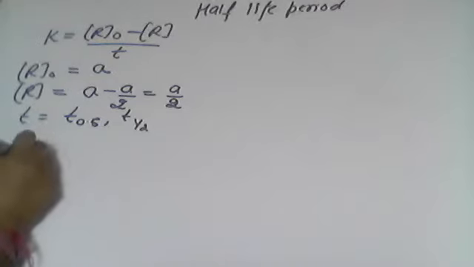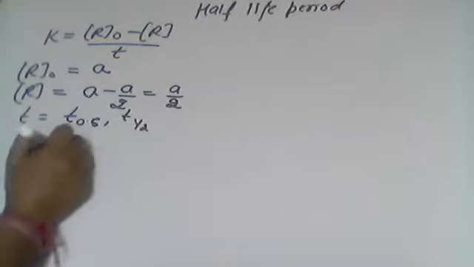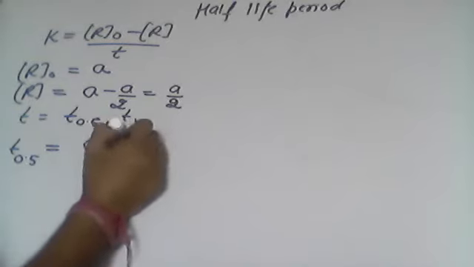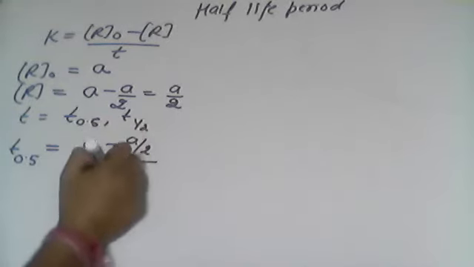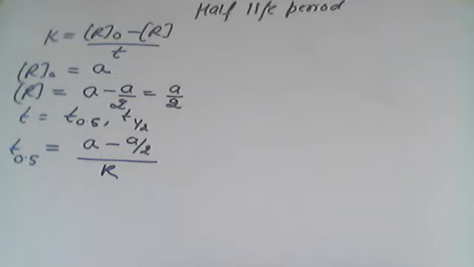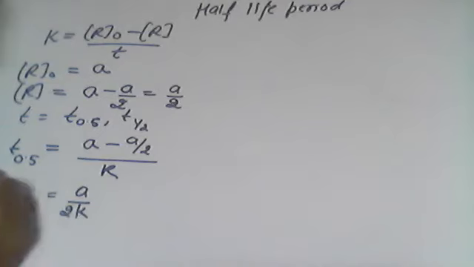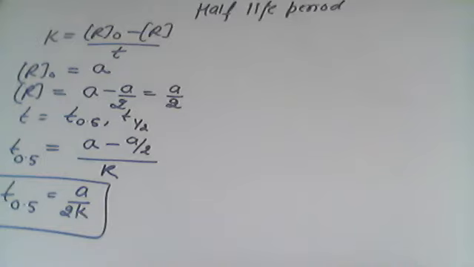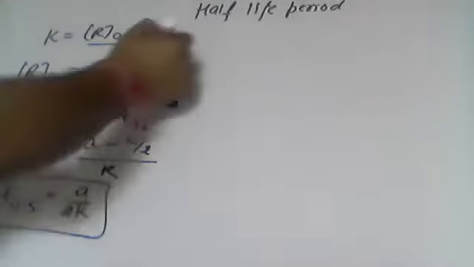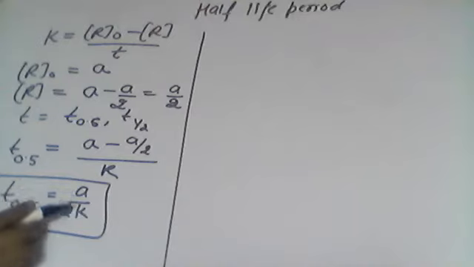I'm going to put the values in. I write T 0.5, the half-life period, equals R naught, which I take as A, minus R, which I take as A by 2, divided by K. So T 0.5 equals A minus A by 2 divided by K, and from here T half will be equal to A by 2K. This is the half-life period, where A is the initial concentration and K is a constant.